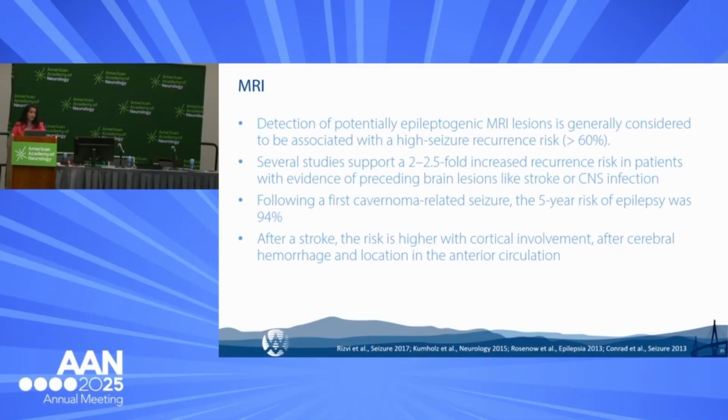MRI showing detection of potentially epileptogenic lesions is generally considered to be associated with a high seizure risk of greater than 60%, and several studies have reported a 2 to 2.5-fold increased risk in patients with evidence of preceding brain lesions like stroke or CNS infection. Following a first cavernoma-related seizure, the 5-year risk of epilepsy was 94%, and after a stroke, the risk is higher with cortical involvement after cerebral hemorrhage and location in the anterior circulation.